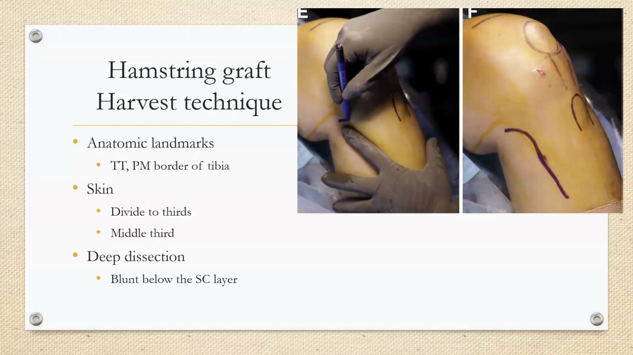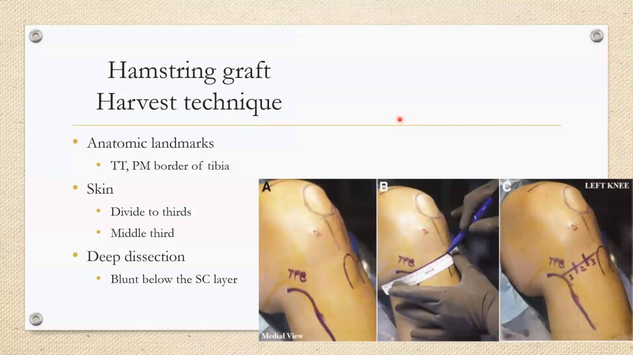While going through the graft harvest procedure, it's imperative that the knee is kept in 90 degrees flexion, and if possible, slight hip external rotation is advised to reduce the tension on the saphenous nerve, hence probably reducing the risk of injury during incision. Once the markings are made, a horizontal line is drawn from the tip of the tibial tuberosity to the posteromedial border of the tibia, and it's divided into thirds. The hamstring tendons are usually palpable on the middle third of this line.